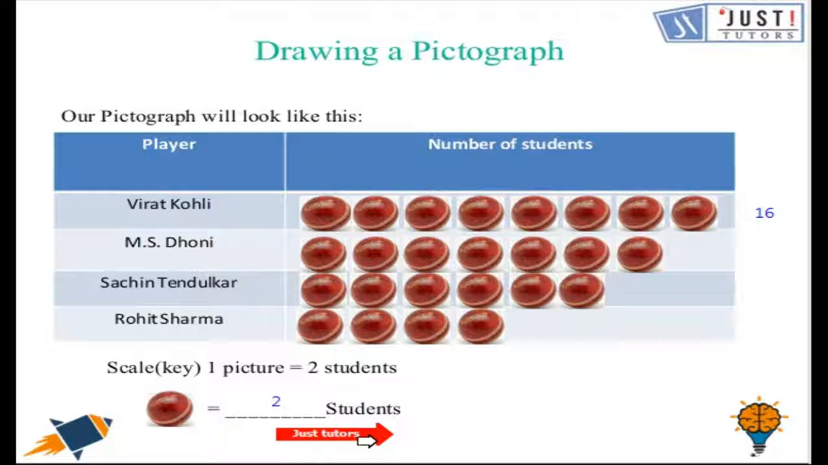Let's try one more question. So how many votes does the least popular player have? So the least popular player is Rohit Sharma, and he has got 8 votes. So that's how we can easily read information with the help of a pictograph.